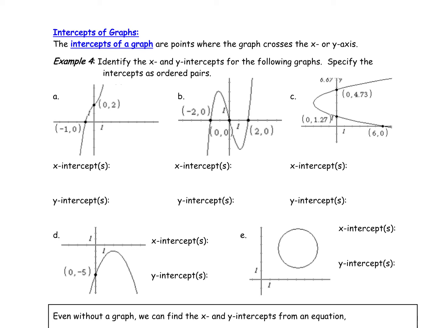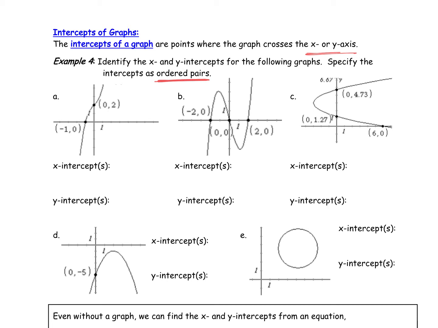In examples 4 and 5 of notes 1.1, we talk about intercepts of a graph. Intercepts are points where a graph crosses the x or y axis. An x-intercept is a point where the graph crosses the x-axis, and a y-intercept is a point where the graph crosses the y-axis. I'm going to ask you to always express these as ordered pairs, not just as a constant, so that it's clear whether we actually have an x-intercept or a y-intercept.